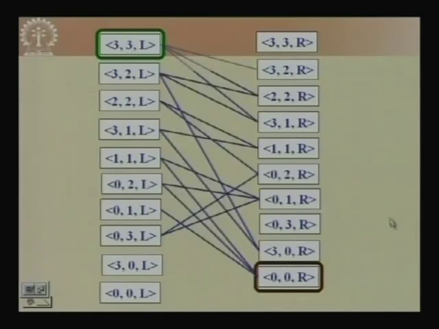And if we apply the operators to each of these states, we get the state space graph. This is the initial state, 3, 3, L, and 0, 0, R is the goal state, and these arcs denote the successors of each state, the operators that can be applied on each state to go to another state. So, this is a state space representation of the missionaries and cannibals problem.